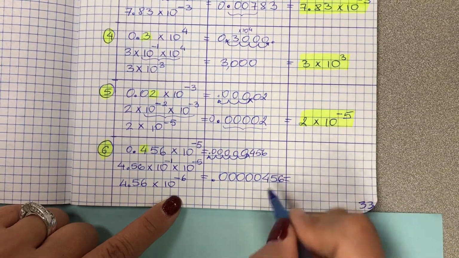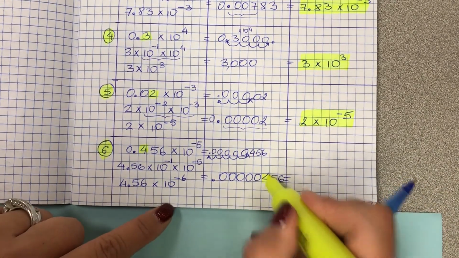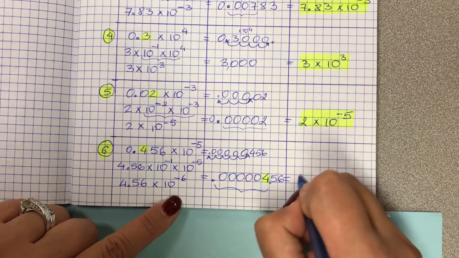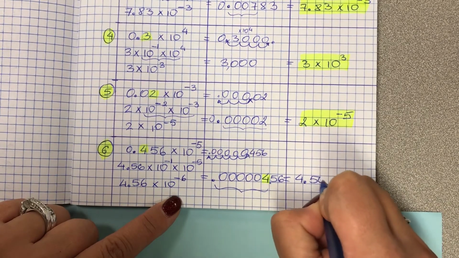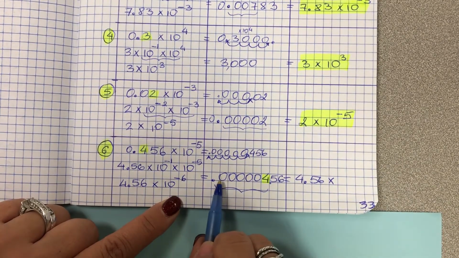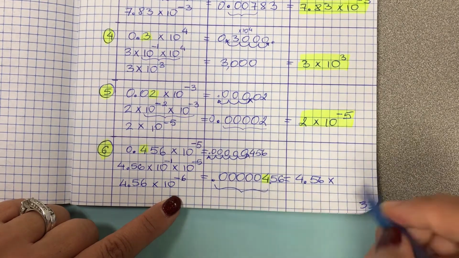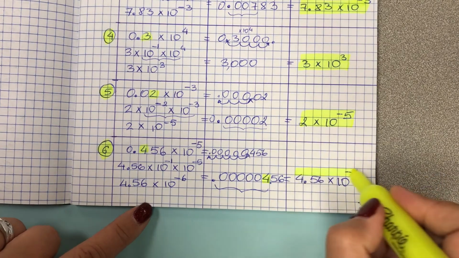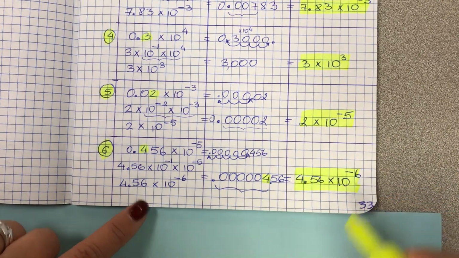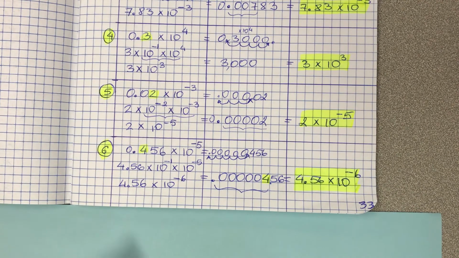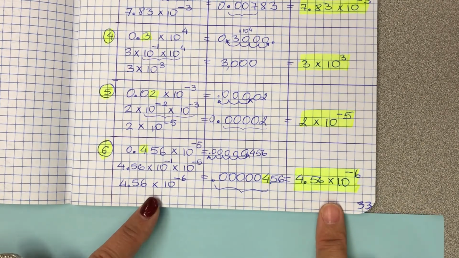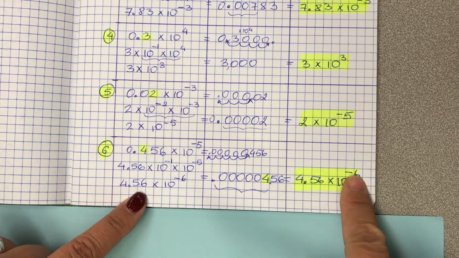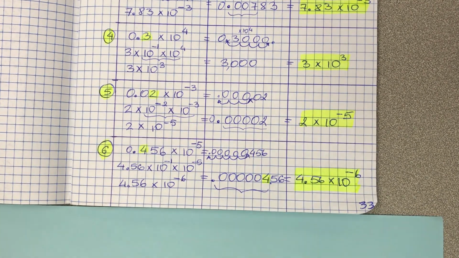To write that in scientific notation, I need the 4, which is the first non-zero number, and that's where I place the decimal. And then look how many digits I have. 1, 2, 3, 4, 5, 6. That will be the power of -6. 10 to the -6, which is the same answer as here. So which way you would prefer, using the rules of exponents or going to standard first and then to proper scientific notation, you choose.